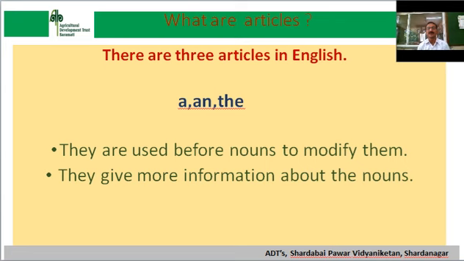Now we will see what articles are and what the role of articles is in the English language. There are three articles in English: a, an, the. They are used before nouns to modify them. They give more information about the nouns.